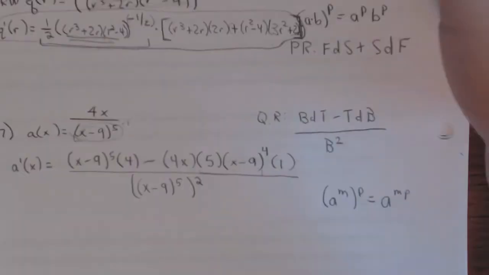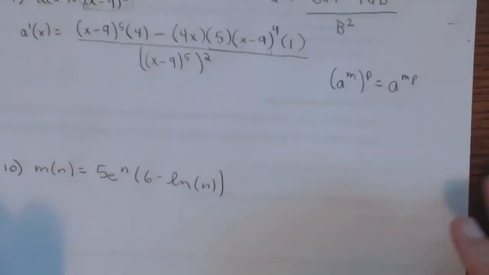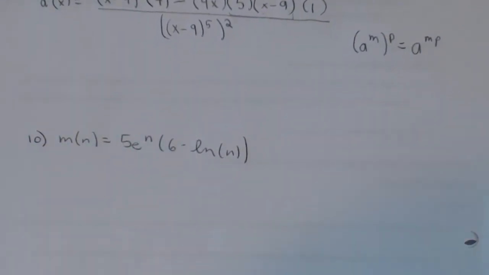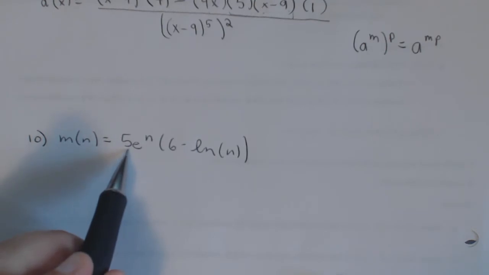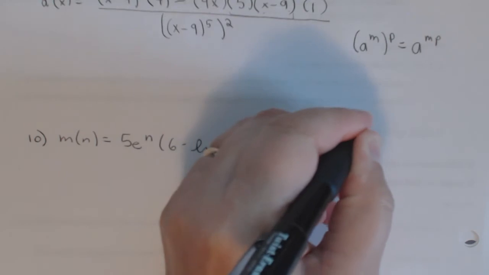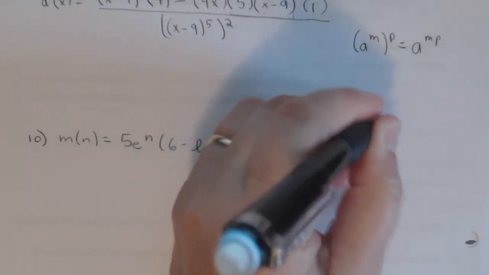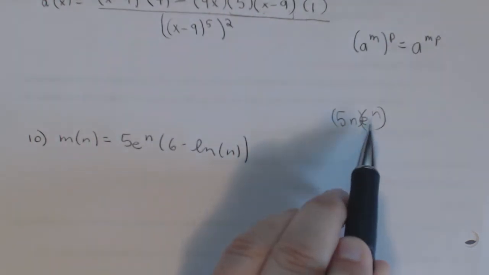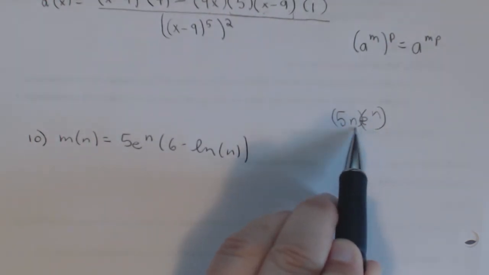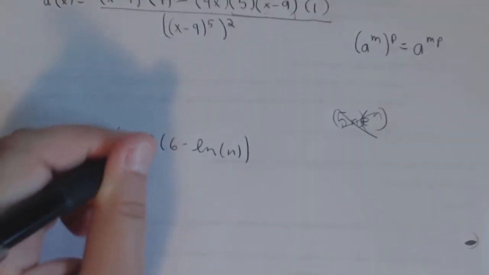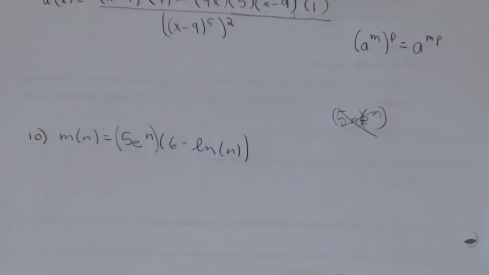All right, and then the last one, number 10, and this is not quite like your project. This 5 is a constant. If there were an n in between, like this, that's a little bit like your project. That's the product rule. You would have to do first times derivative of the second plus second times the derivative of the first. But this is just a constant. But what we do have is a product. So to take this derivative, we need the product rule.